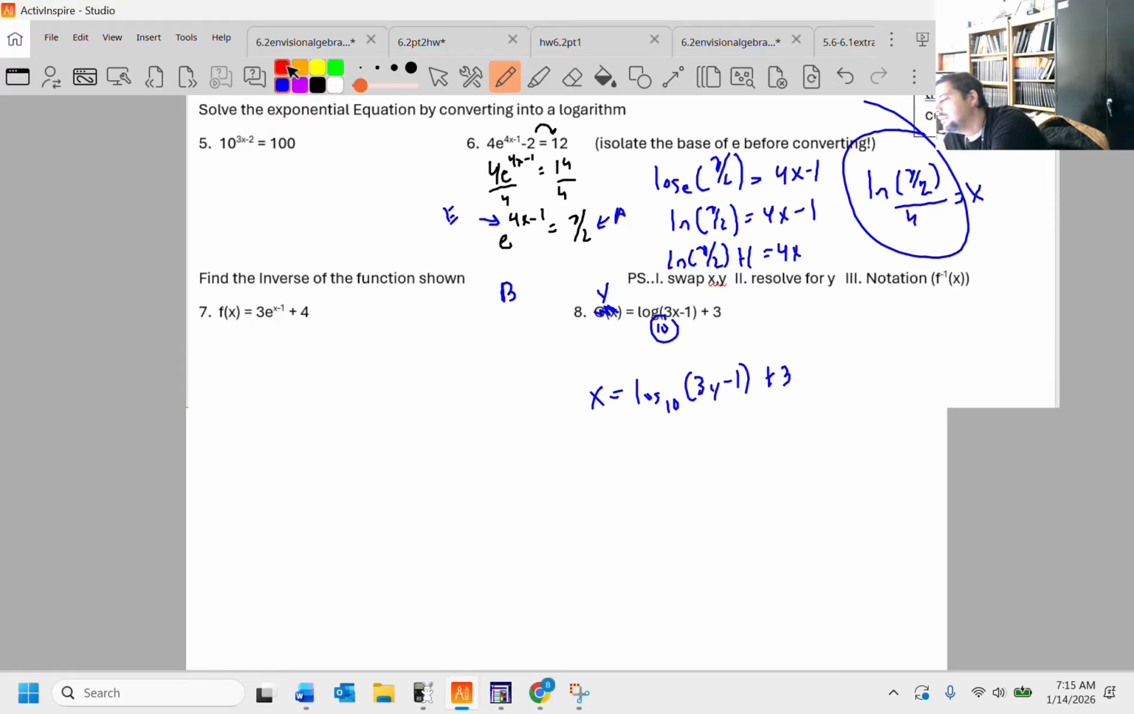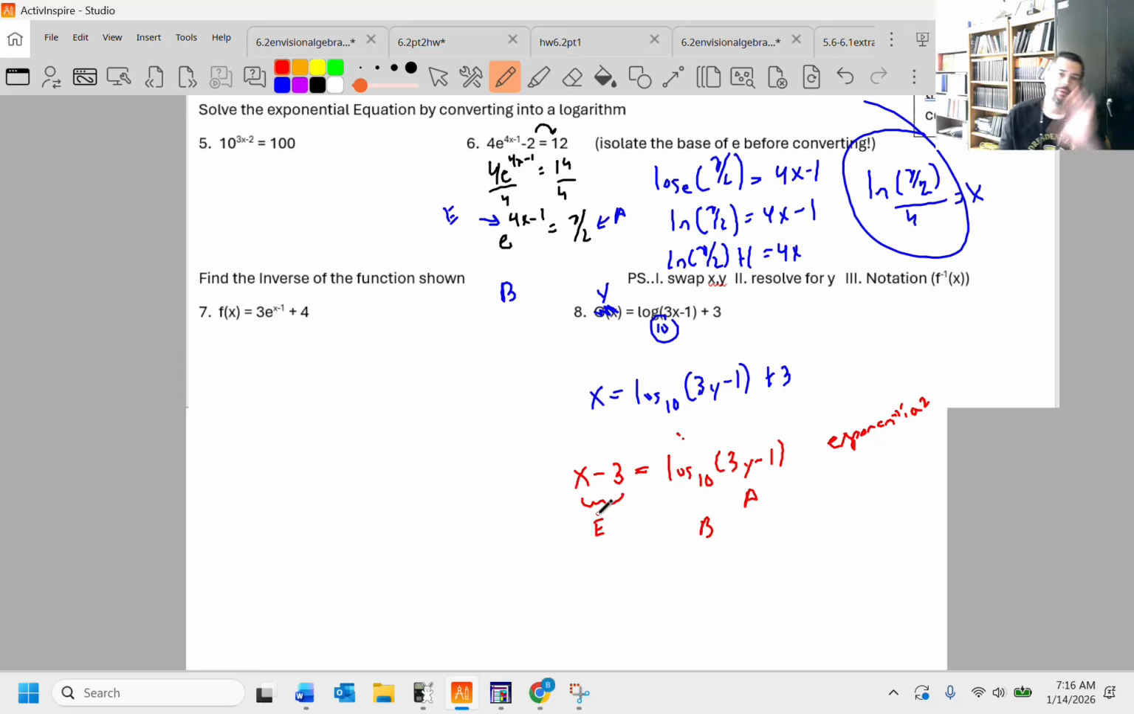You do. Now, first off, too early for me to do what I'm going to do. I need to isolate this logarithm. So I'm going to subtract 3. x minus 3 equals a log base 10 of 3y minus 1. Now what we're going to do is we're going to exponentiate. So I'm going to identify my pieces. What I did is I isolated the logarithm. Forgive me for being tired. And I'm realizing what my pieces are.